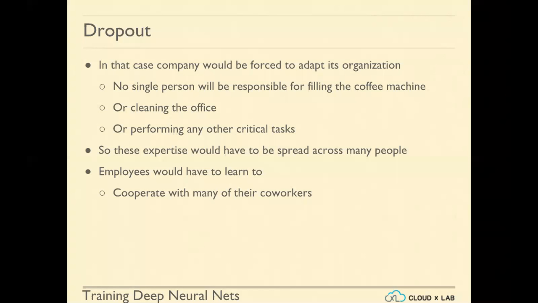So this expertise would have to be spread across many people. Employees would have to learn to cooperate with many other workers. And this is an important part. So maybe because of this model, people will be more efficient. People will be more adaptive to others in the team. People would be more efficient because they know that they are the ones who have to finish the work. So regularization might happen because of this. All right. So if you take this example, probably this was the example in the mind of Geoffrey Hinton when he came up with this.